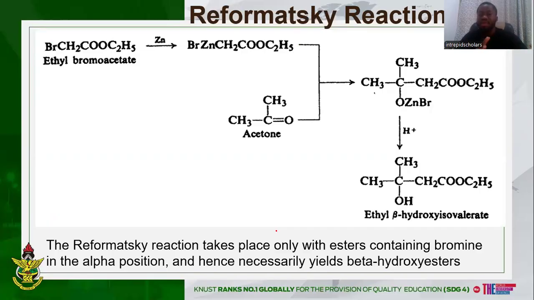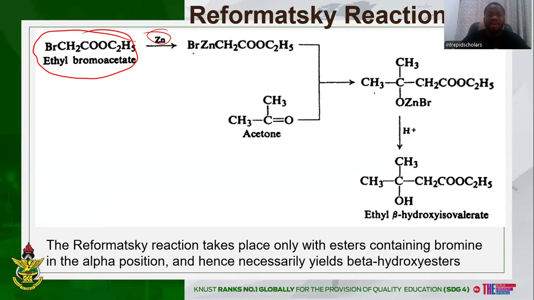Now, this is a schematic representation of how the Reformatsky method occurs. The first thing is that you take your alpha halo ester and react it with the zinc. So the zinc insertion is the first thing that will happen. The zinc will insert itself between the bromine and the carbon that was initially directly attached to the bromine. Now, this particular step is a very serious step.